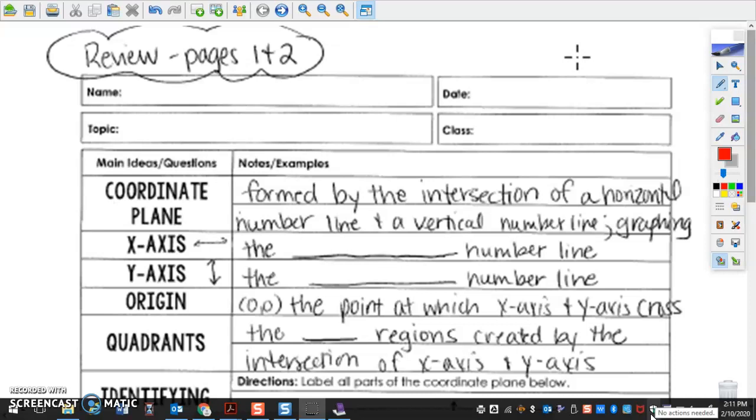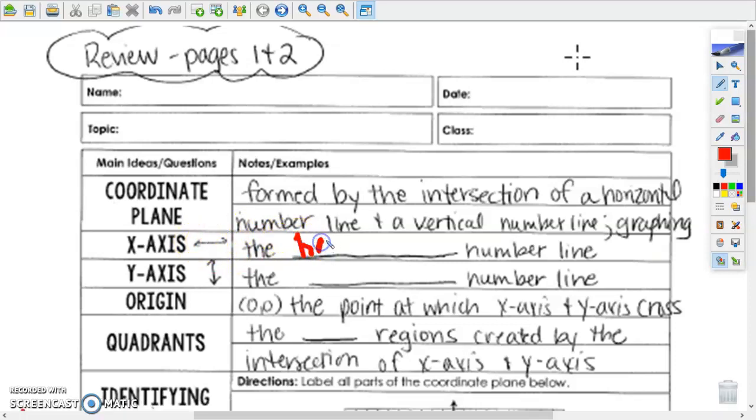So on your notes, there's a few words that are missing. The coordinate plane is formed by the intersection of a horizontal number line and a vertical number line, one that goes up and one that goes down, and we use it for graphing. The x-axis is the horizontal number line, like the horizon, so it goes left to right. And the y-axis is the vertical number line, the up and down number line. And the origin is (0, 0), the point at which the two number lines cross right in the middle.